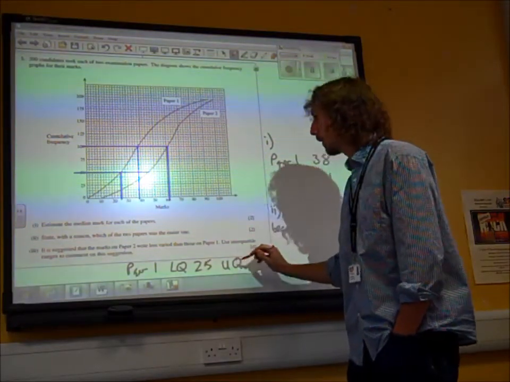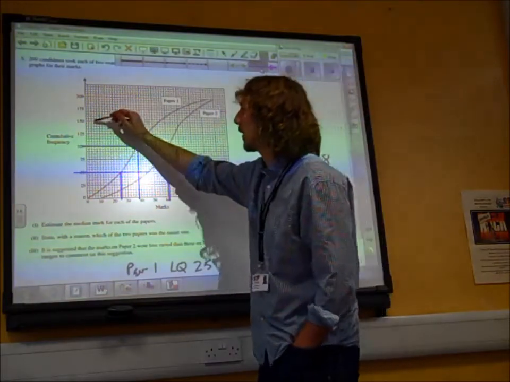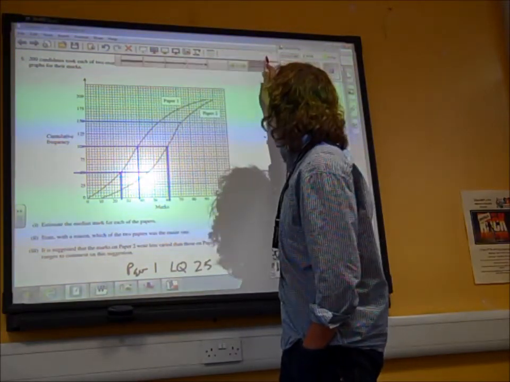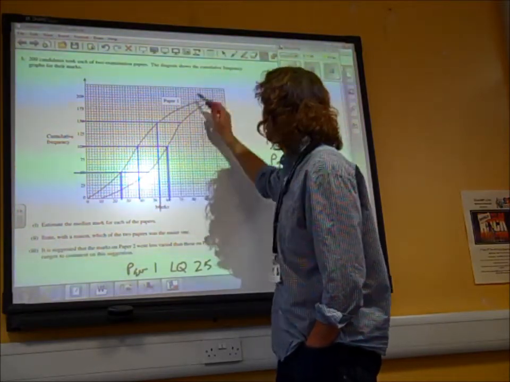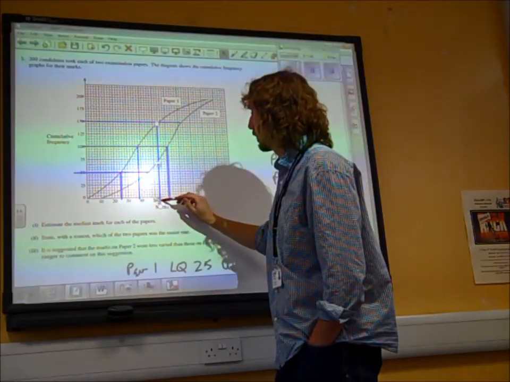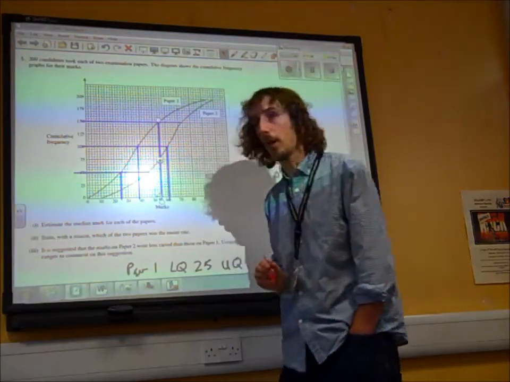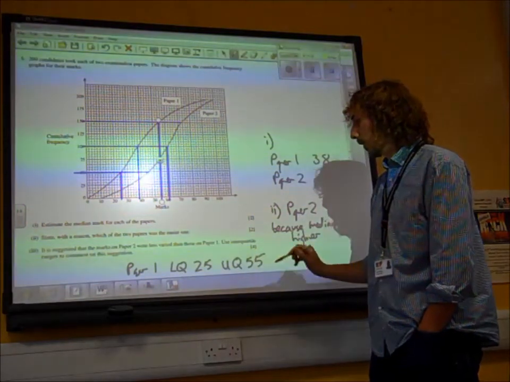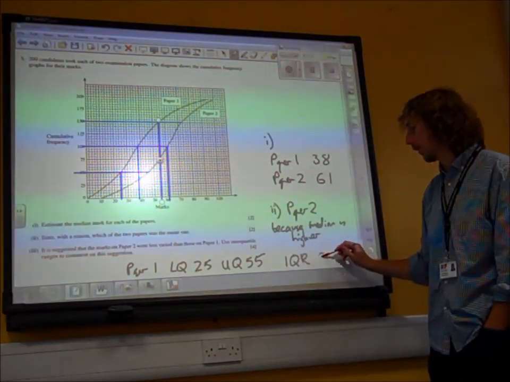And the upper quartile is, am I persevering with doing it this way? Or is this just madness? Oh, I've missed again. How does that look? 55? So we've got an interquartile range of 30.